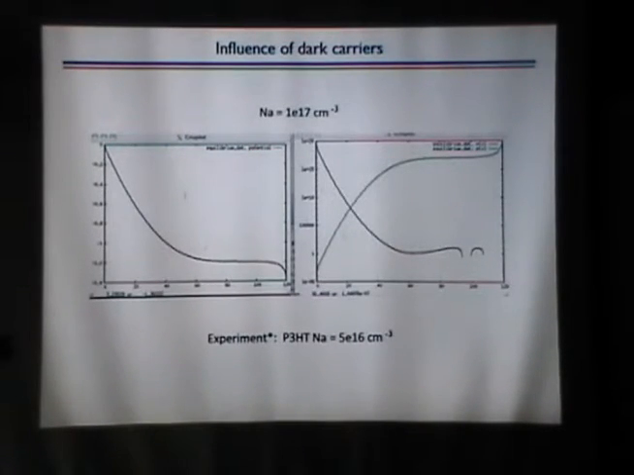So this seems to fit now with our time of flight data, and it seems to agree with the impedance data and the modeling data all agree that we have big band bending right at the negative electrodes.